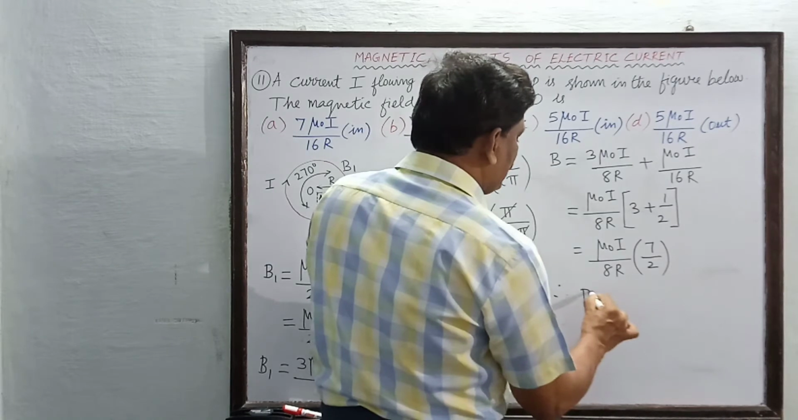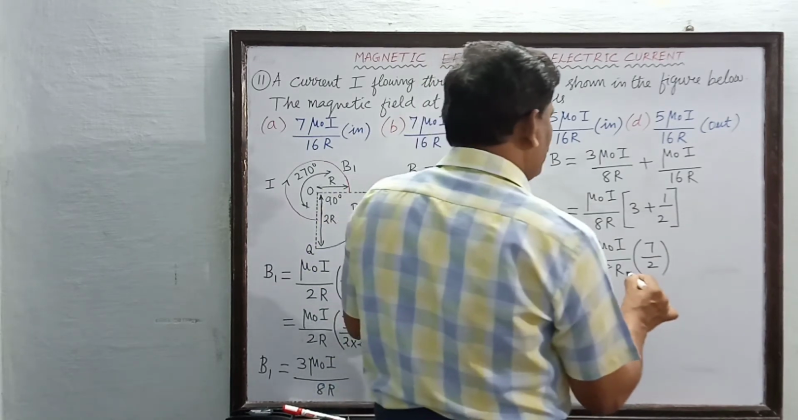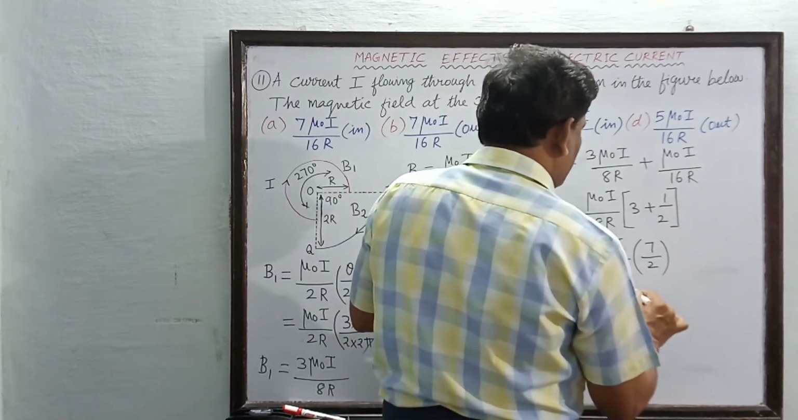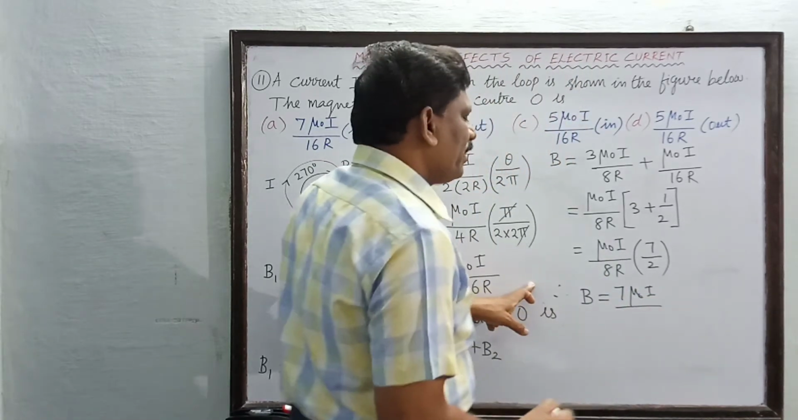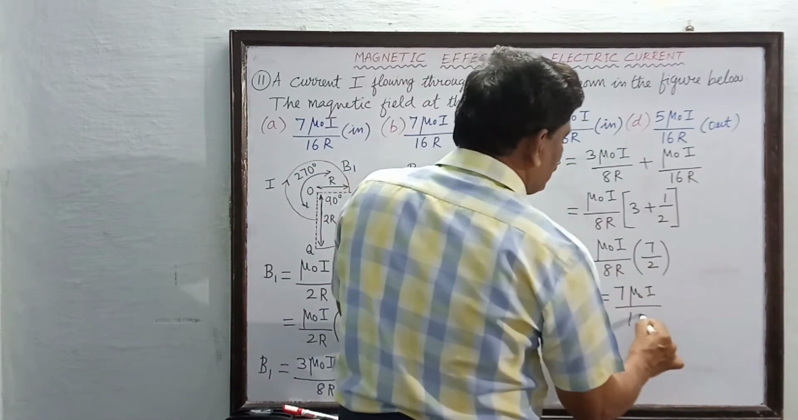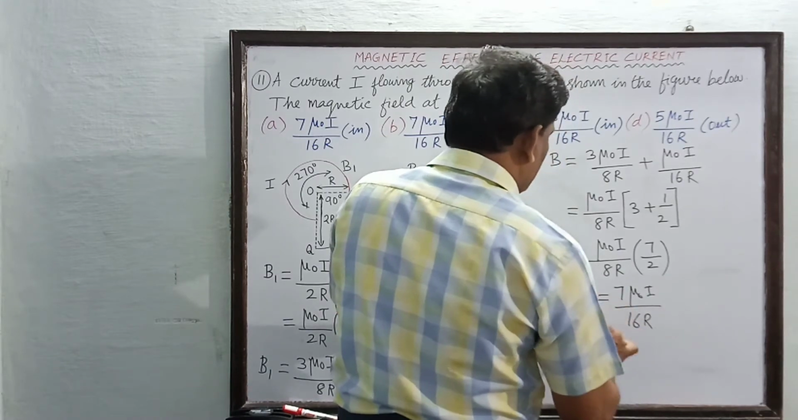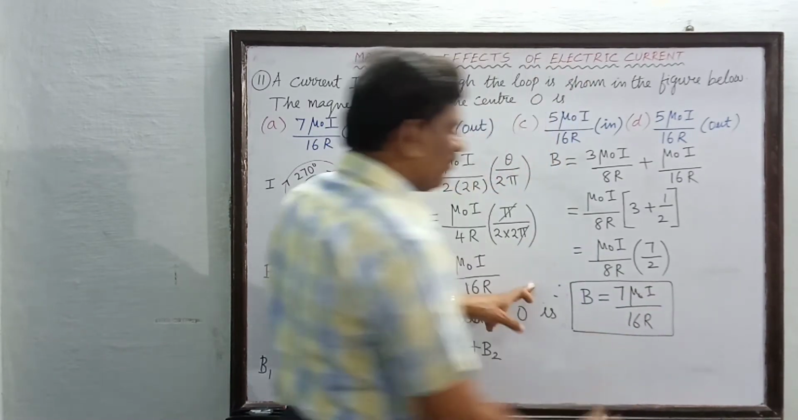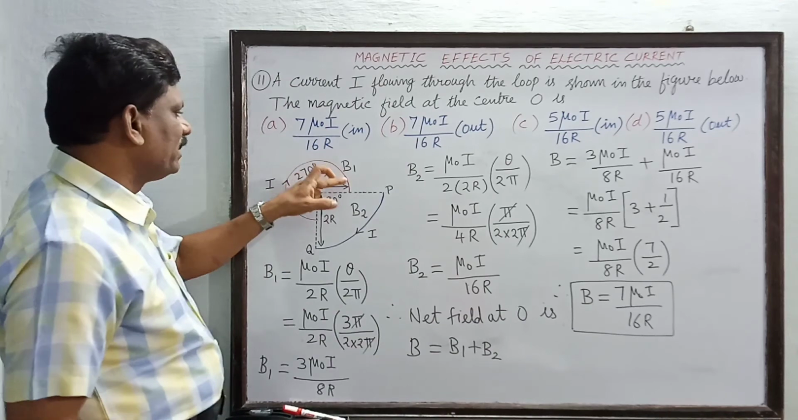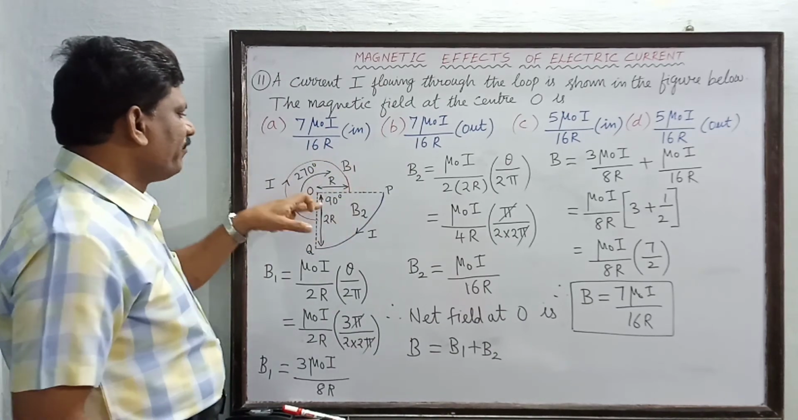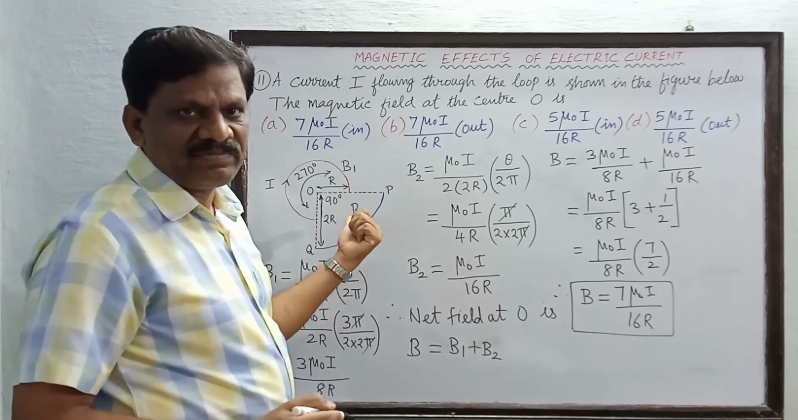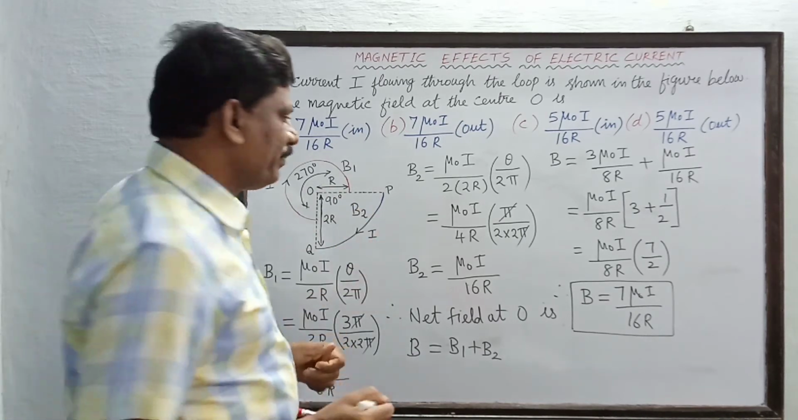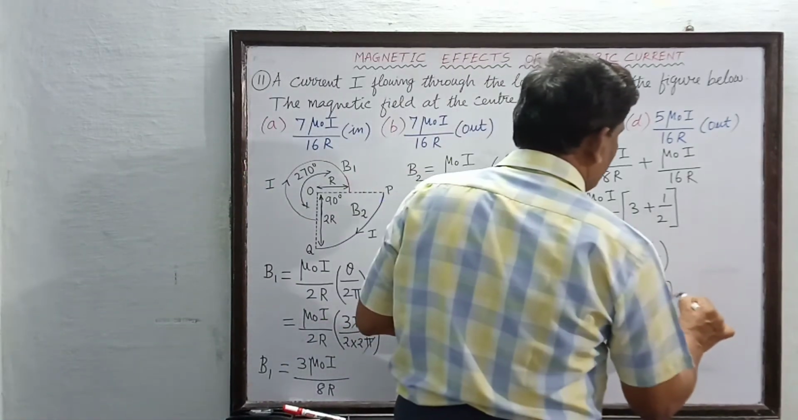Therefore the resultant field B must be equal to 7 mu naught I divided by 8 2s are 16, so this is 16 into R. And since the current is flowing in the clockwise direction here, the field will be inward. The field will be into the plane of the board or into the plane of the paper. So this will be inward.